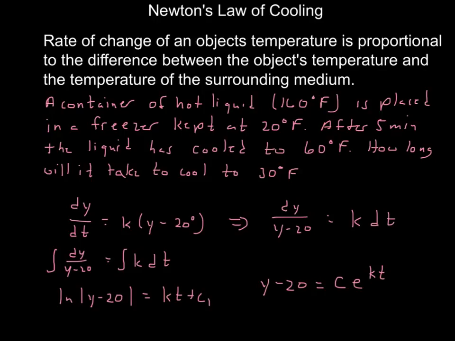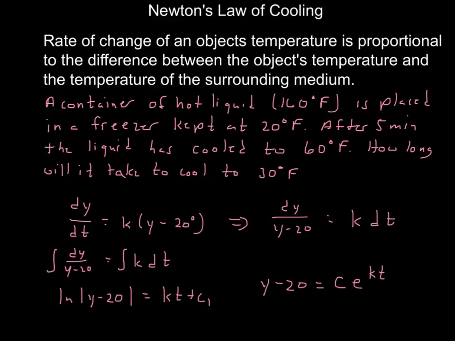So, in this case, we're going to have a container of hot liquid, which we're going to say is 160 degrees Fahrenheit, and it's placed in a freezer kept at 20 degrees Fahrenheit. After 5 minutes, the liquid is cooled to 60 degrees Fahrenheit. And we want to know how long will it take to cool to 30 degrees Fahrenheit. Well, first thing we have to do is set up a differential equation.